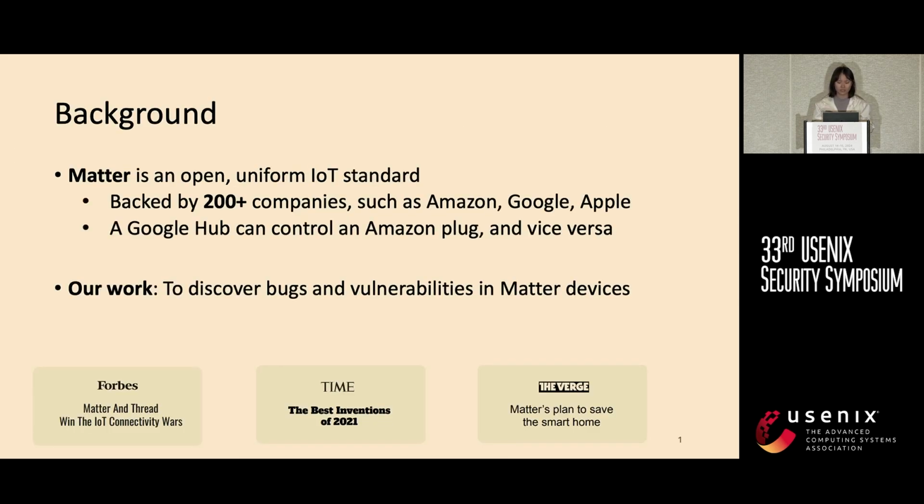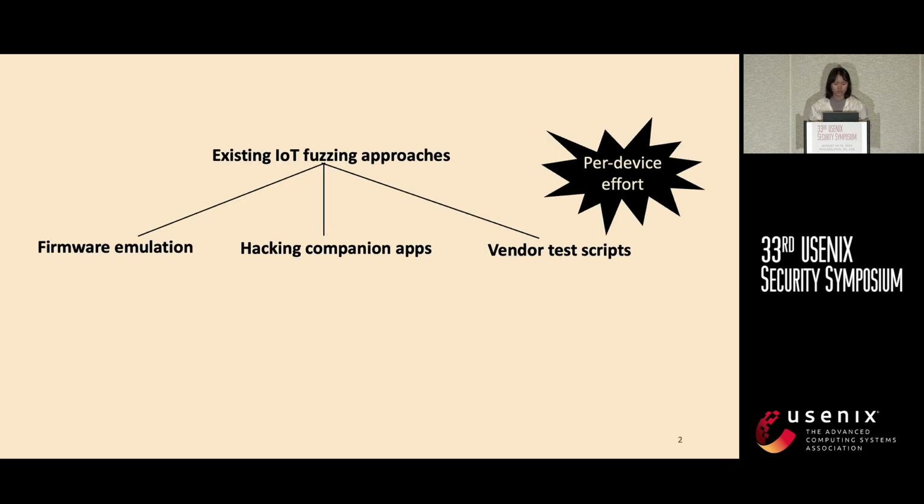To begin, let me talk a little bit about Matter. Matter is a new open standard for IoT devices backed by over 200 companies, including tech giants like Amazon, Google, and Apple. Matter aims to provide a uniform standard for IoT devices. For example, a Google Hub can control an Amazon plug and vice versa. Given the popularity of Matter, discovering bugs and vulnerabilities in Matter devices is an emerging important problem.